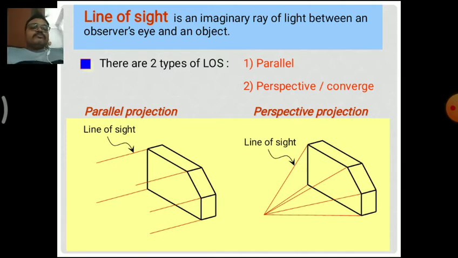When we switch on a torchlight, the diameter of the light projection from the source is very small, and when it travels some distance, the beam spreads out and the area of the light increases. So that is the best example of line of sight for perspective projection.